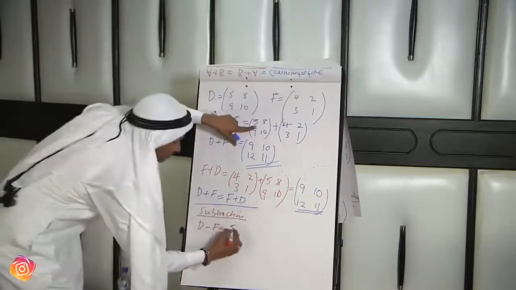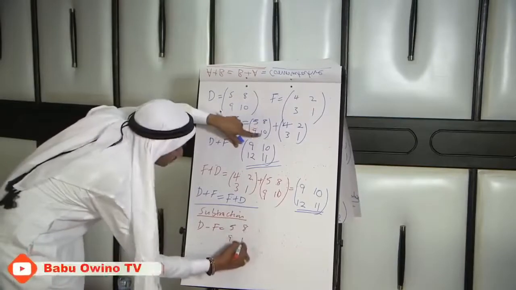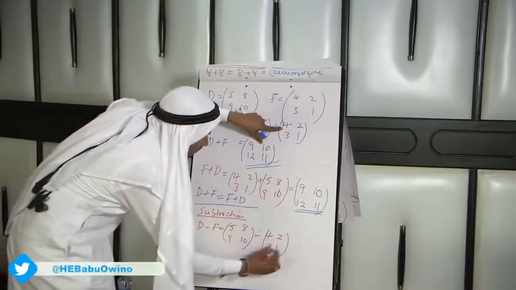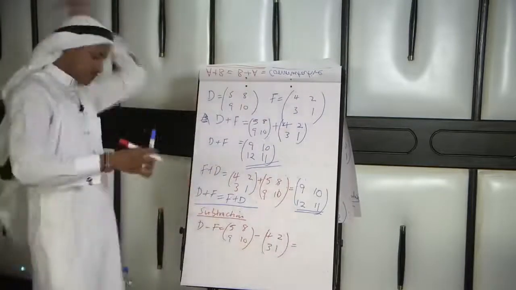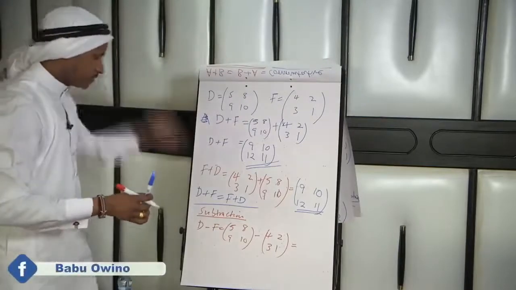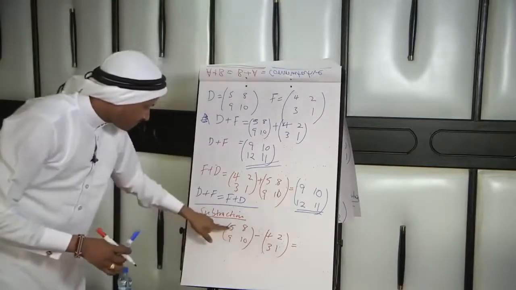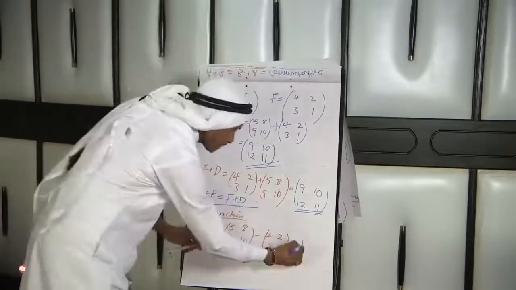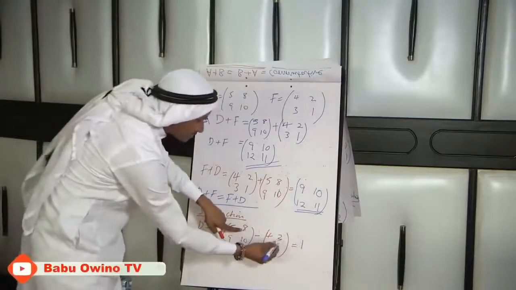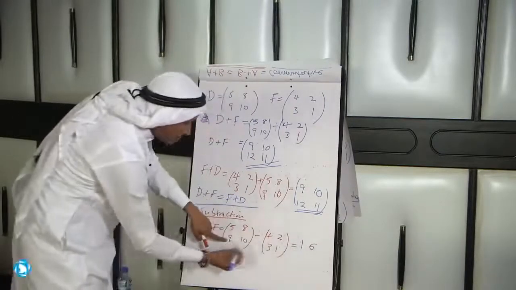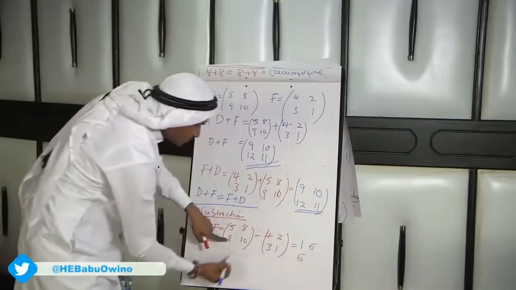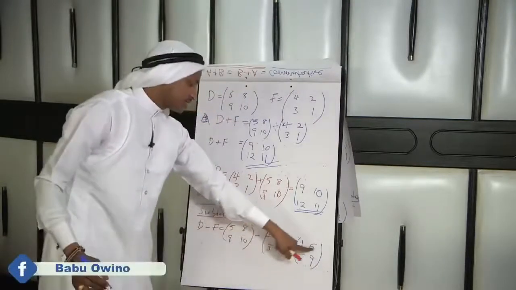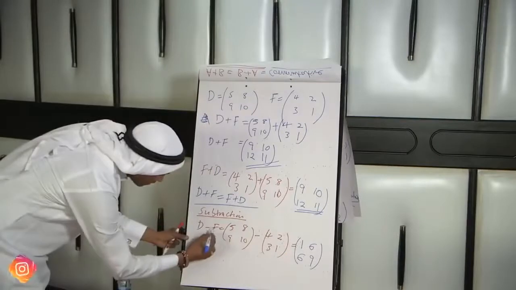We have D as 5, 9, 8, 10, minus F, which is 4, 2, 3, 1. So D minus F: you subtract the first, 5 minus 4, you get 1. Then 8 minus 2, you get 6. Minus 3, you get 6. 10 minus 1, you get 9. So we have 1, 6, 6, 9.